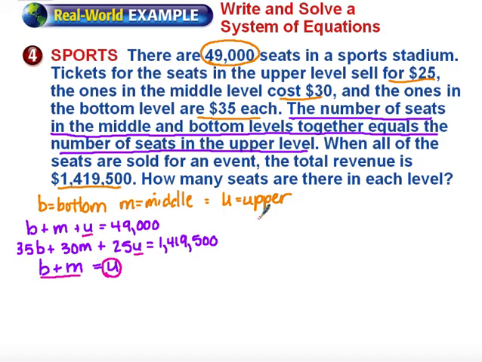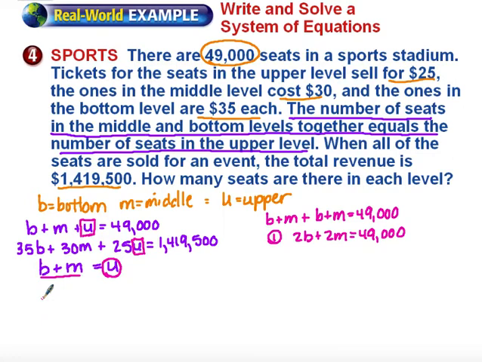So I'm going to make my first equation be b plus m plus, and instead of this u, I'm going to replace it with b plus m to give me 49,000. All right, if I simplify that out, that's going to be 2b plus 2m is equal to 49,000. There's my first equation. I'm going to do the same thing in the second one. I'm going to replace this u with b plus m.